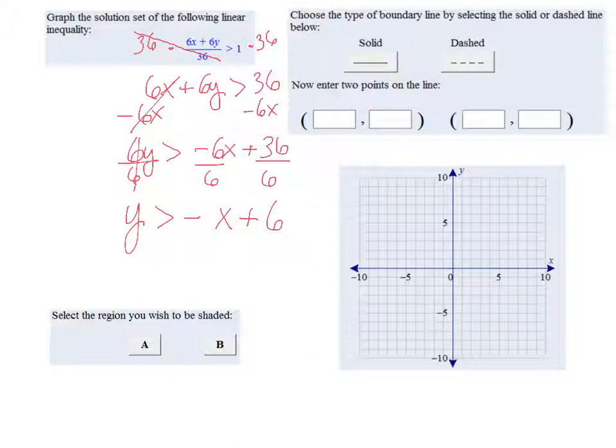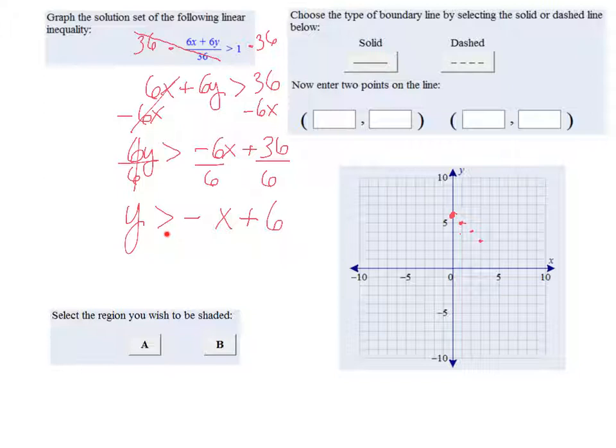Let's go graph that thing. It has a y-intercept at 6. And then my slope is -1, which means down 1, right 1. Down 1, right 1. Down 1, right 1. All right, those are my points. Let's go back to the software and decide, what do you think? Solid or dashed?